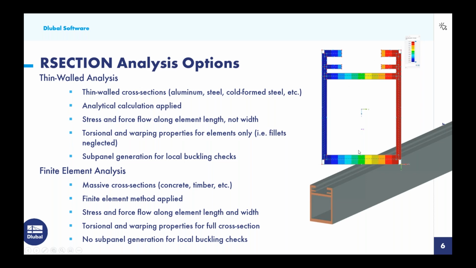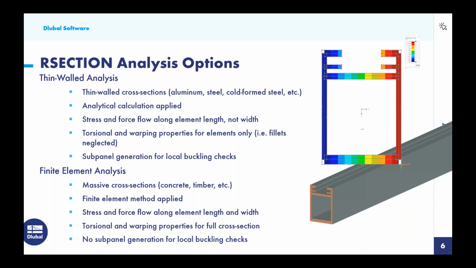At the bottom, we have another element. So we'll see that stress and force flow along the length in the vertical direction, but not across the width from left to right with this type of calculation. Now, the torsional and warping properties are considered for those elements only. So you'll notice we have a few areas here in the upper corners that are not considered. Maybe we've modeled fillets directly in our section. These fillets will not be considered when we're calculating the torsional and warping properties.